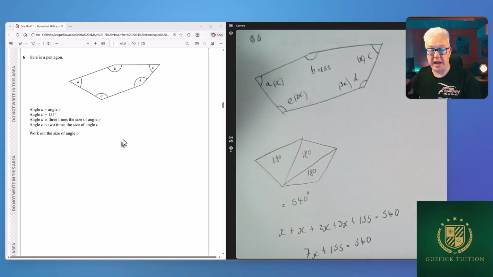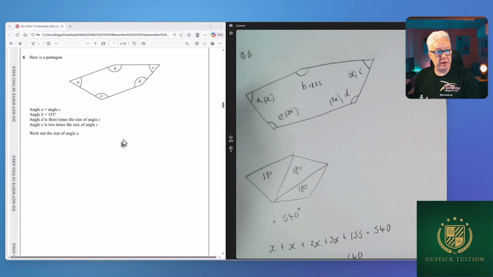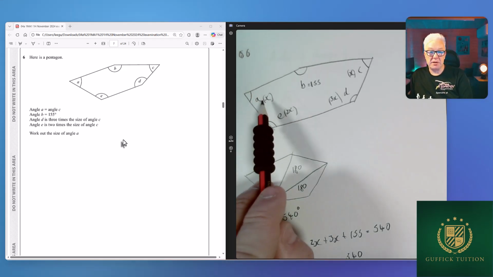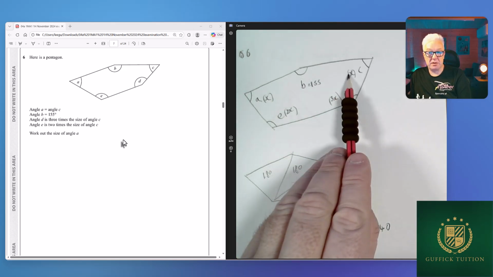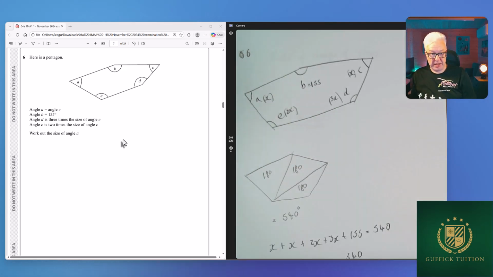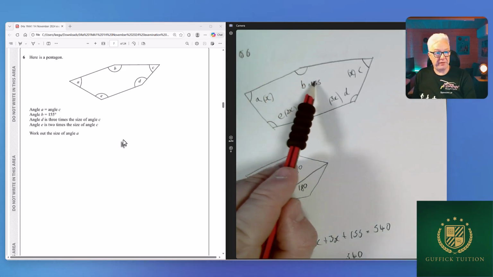So I've drawn a little sketch here to represent our pentagon. Now they tell us that first of all, the angle A is the same as angle C. So I've called that X. So just so that it's the same thing, X and X. And I think that's the key to this question, to be honest. Angle B is 155, so I've labelled that there as 155.